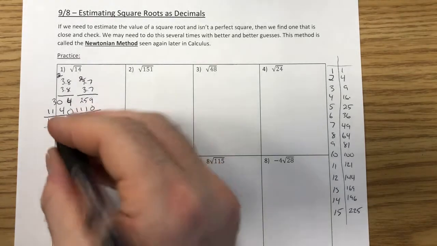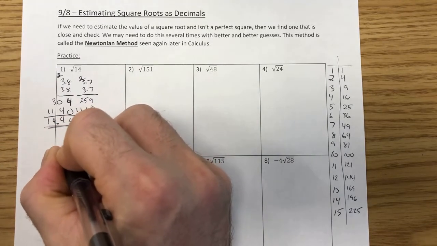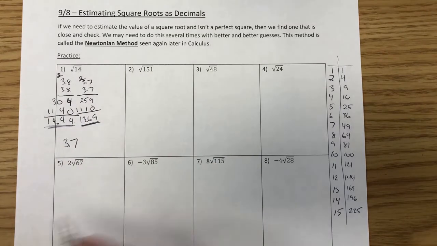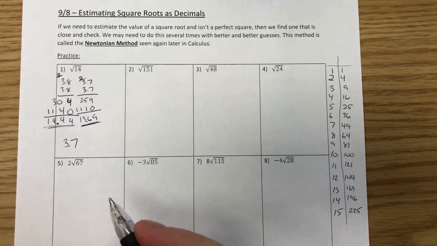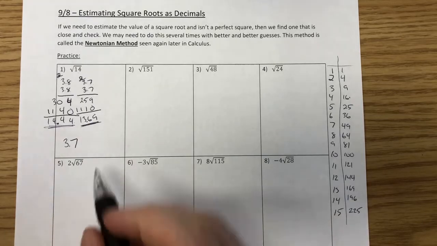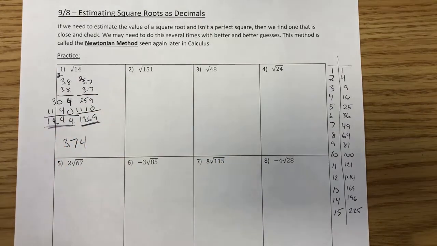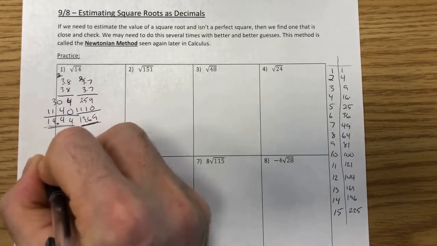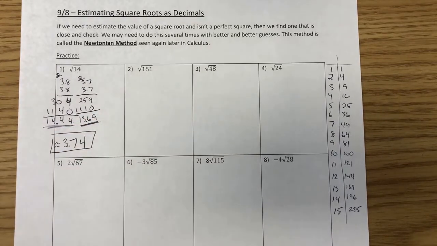So if we're going to round to the nearest 100th, I'm going to say my answer is 3.7. It looks like it's roughly right between them. Maybe a little closer on the lower end, so I'm going to say 3.74-ish, roughly. And that's just a good guess. We don't know exactly where it's going to be. Let's try another one.